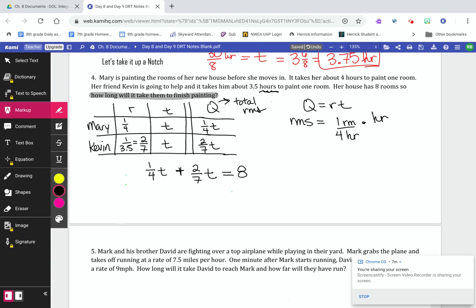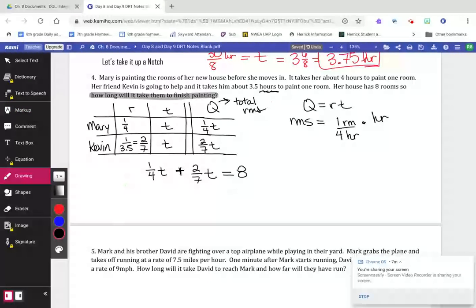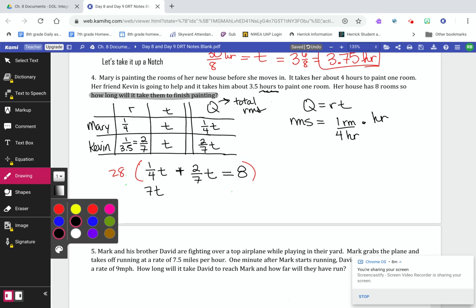All right, so I think the easiest thing would be multiply by 28 to clear our fractions. So 28 times 1/4 gives us 7. We have 7t plus 28 times 2/7. Well, the 7 would cancel. This would go to 4. 4 times 2, we have 8t equals, and we still have 28 times 8. 28 times 8 is 224.